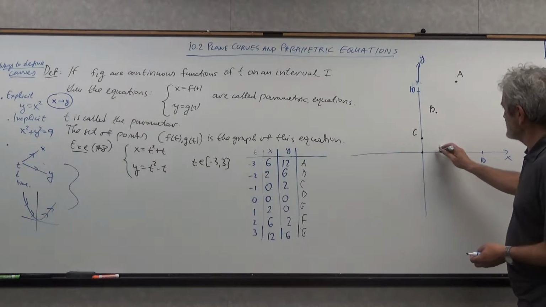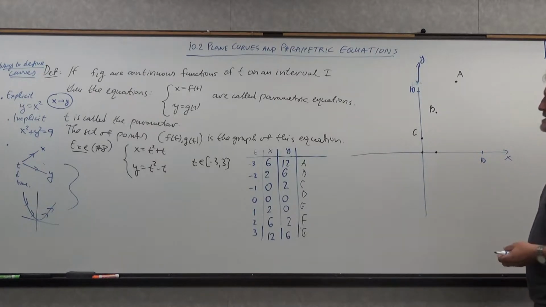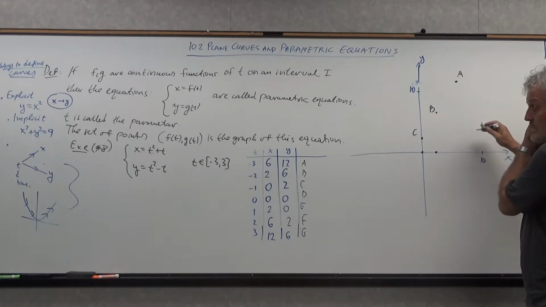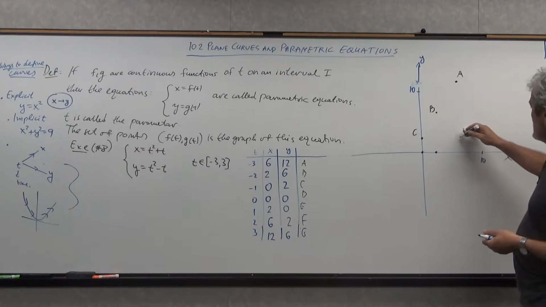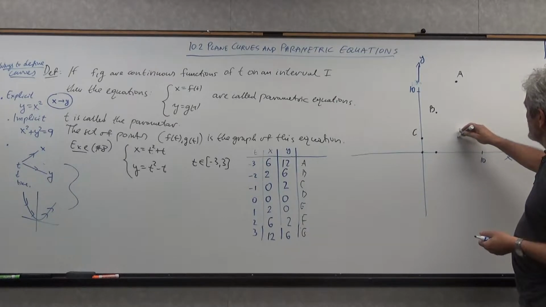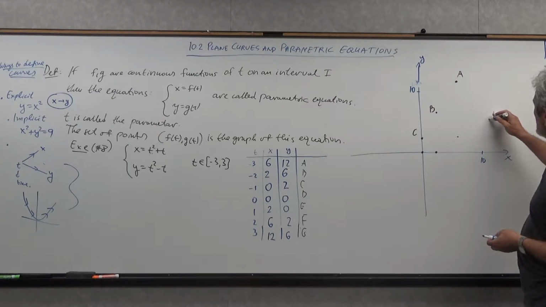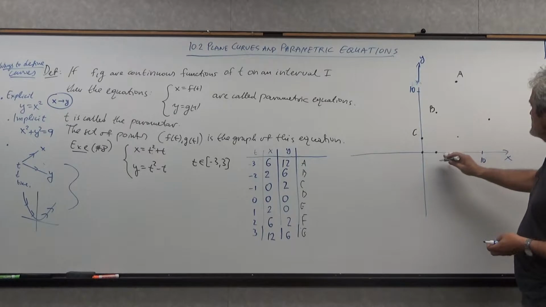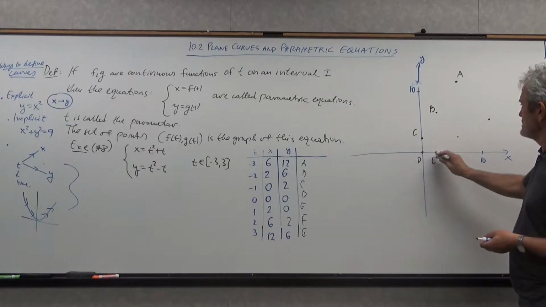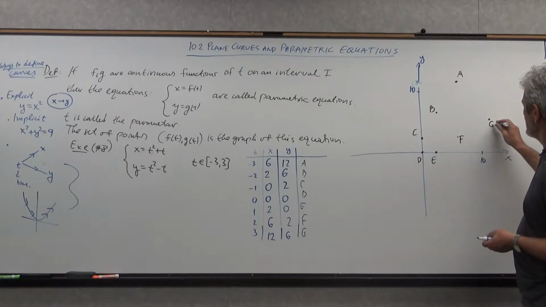So it's symmetric here with respect to the 45-degree line. Then it's 6, 2. So 6, 2 is somewhere here. And then 12, 6 generally here. So we have symmetry here. This is A, B, C. This is D, E, F, G.